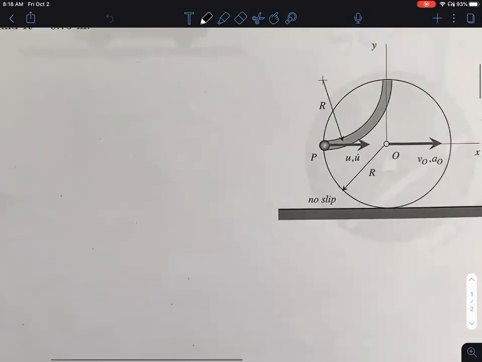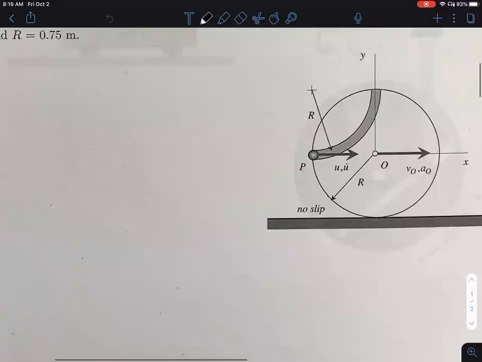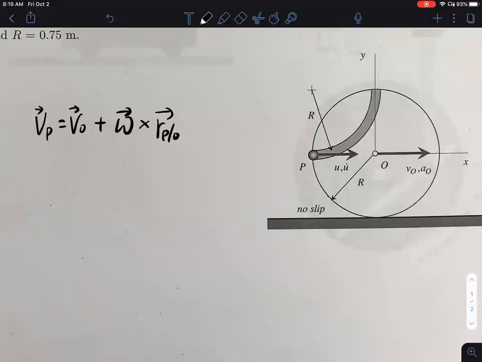Let's maybe do this to clarify. What's the velocity equation we learned in chapter 2? If we use point P and point O, can we do this? Vp equals Vo plus omega cross product Rp/O. Can you use this equation for this problem we have here?